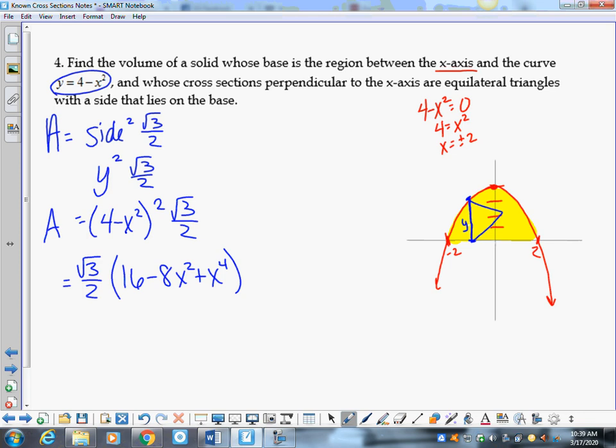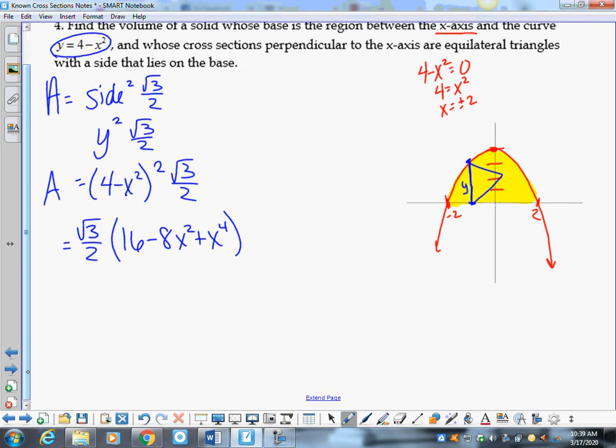Okay, so I wrote that twice and folded out. And now I'm ready to find the volume. So the volume, let's see, I'm going to leave these guys out here. Minus 8x squared plus x to the 4th dx. Good notation. And then I'm slicing from -2 to 2.